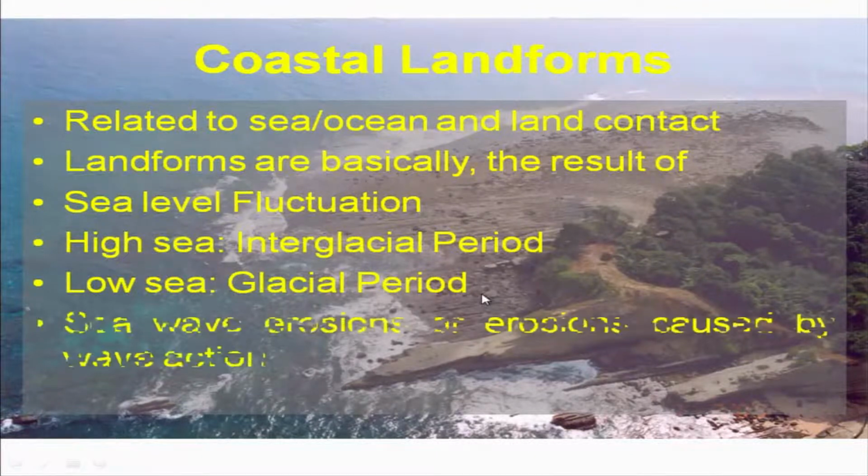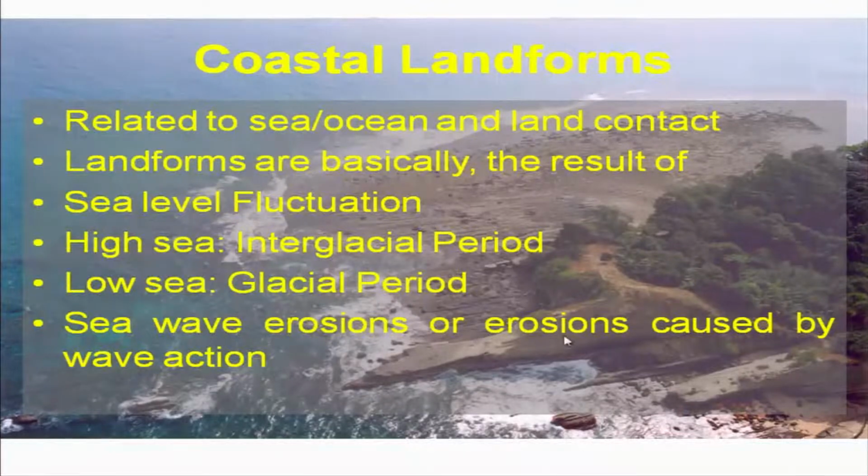So sea waves, wave erosion, or erosion caused by wave action, will result in the formation of landforms. An example which we were looking at in the previous slide is the headland and the formation of the beach. So the erosion can also result in the formation of cliffy coastlines, as we were looking at in the photographs a few seconds back.